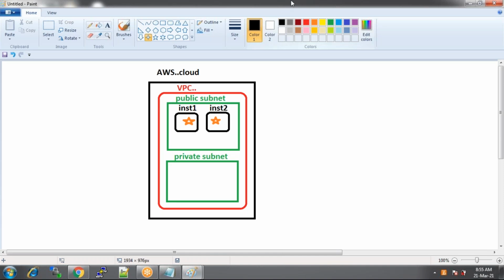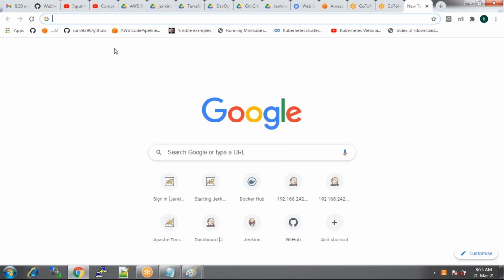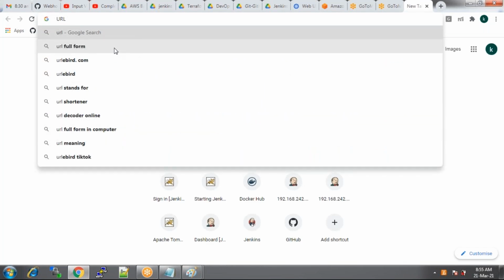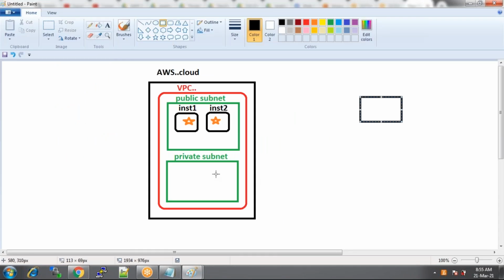Just assume that you are a user and you're trying to access the application, which is an email application. So what do you do as a user? You have a browser. You open the browser and you enter the URL of your application. Is it clear? Good. So in my browser, I enter the URL of my application. I'm a user.